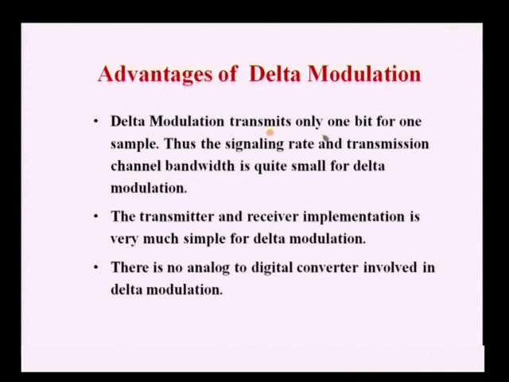Now, we will see the advantage of delta modulation. Delta modulation transmits only 1 bit for one sample, and thus the signaling rate and the transmission channel bandwidth are quite small for delta modulation, and it is very simple to implement the transmitter and receiver in case of delta modulation, and there is no need to have an analog to digital converter in delta modulation.